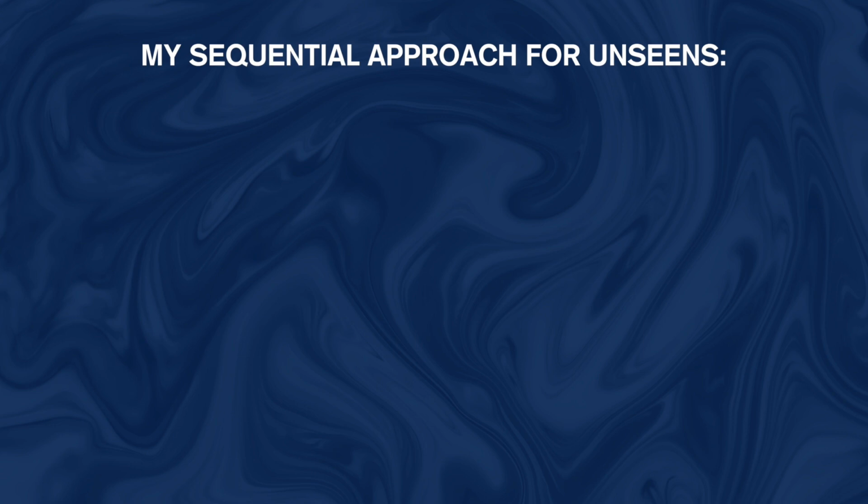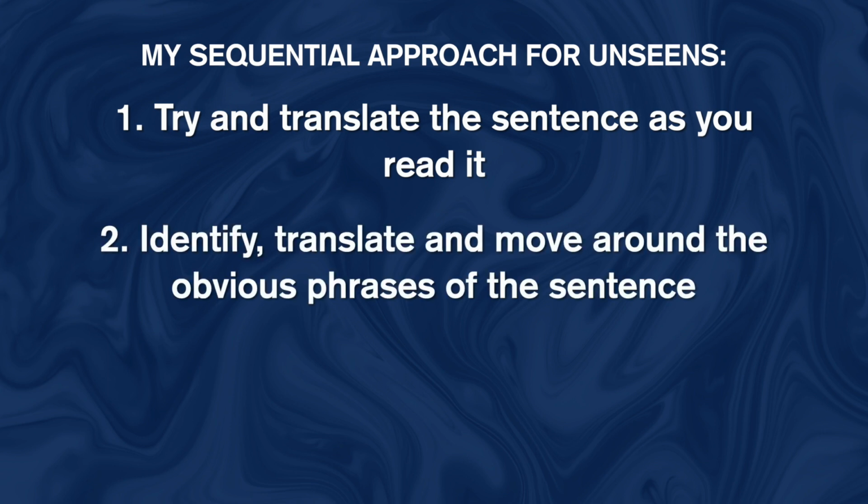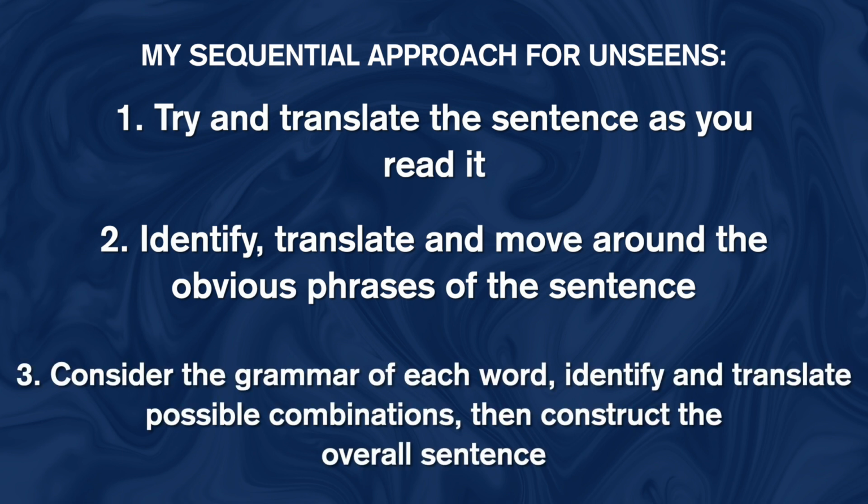As for my approach, step 1 is to try and translate the sentence as you read it. If that doesn't work, then I try to identify, translate, and move around the obvious phrases of the sentence. And if all else fails, I would consider the grammar of each word, identify and translate possible combinations, then construct the overall sentence. With the approach, there are 3 sequential steps that I would take. What I mean by this is that I would try step 1. If step 1 doesn't work, then I move on to step 2. And if I still can't solve that sentence with step 2, then I move on to step 3.